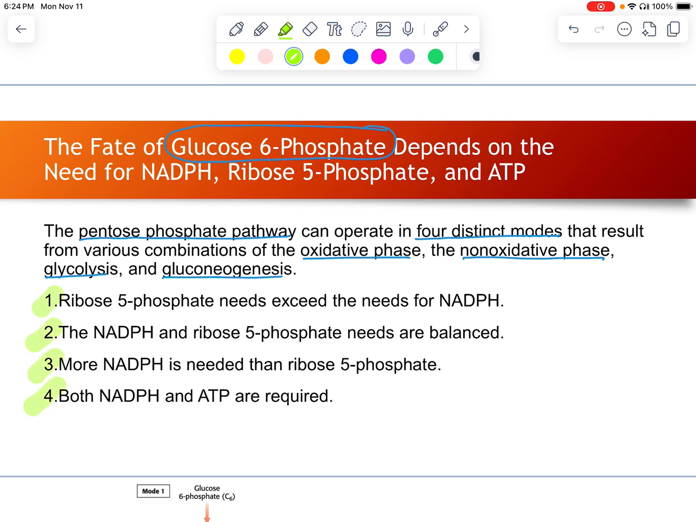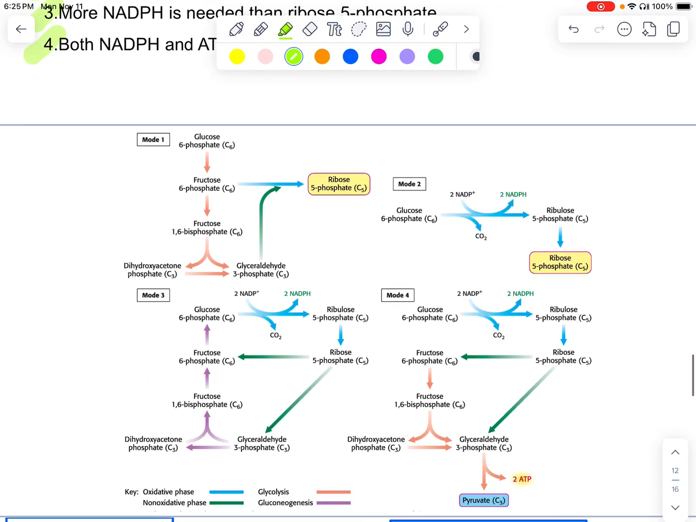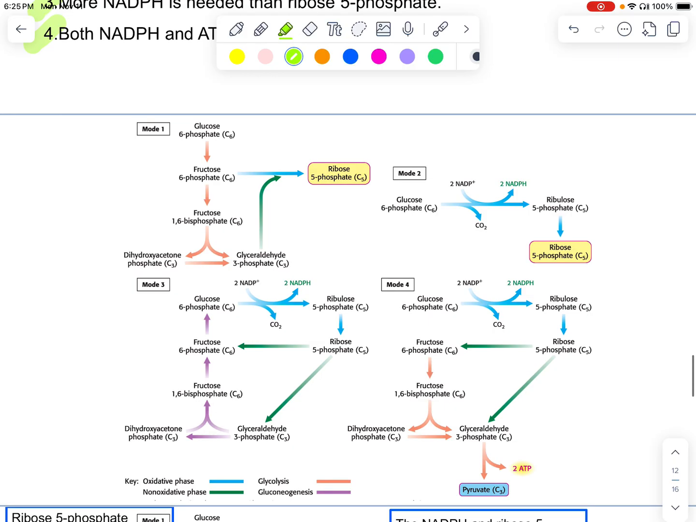Notice that they are all based on what the cell needs. Okay, and we're going to look at those individually in just a second. So that's why I'm not reading through them all right now. So if you look at it, you'll see those modes listed here, mode 1, 2, 3. In all of these cases, I'm starting up here with glucose 6-phosphate. But where it goes from there is dependent on which mode we're in. Okay, all 4 of these paths look different.